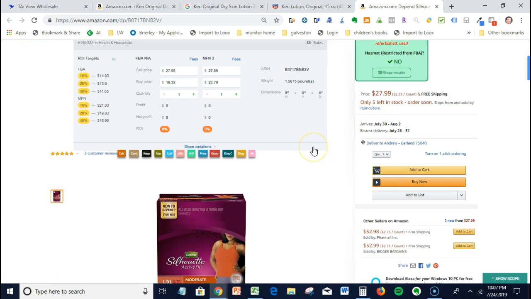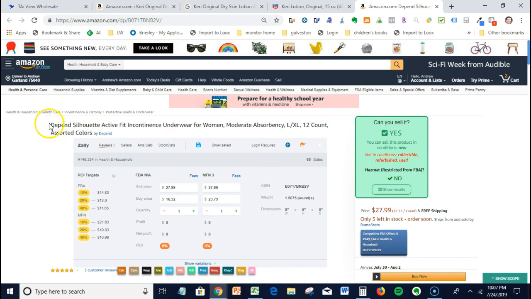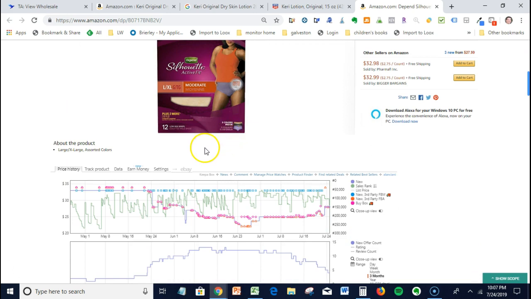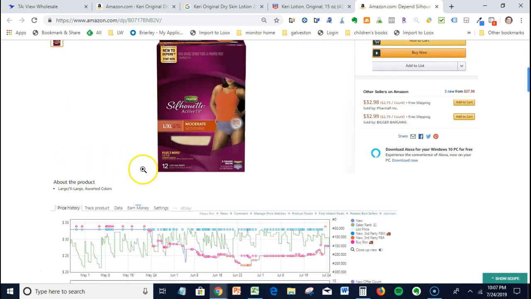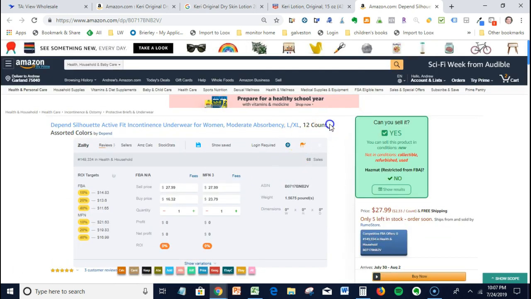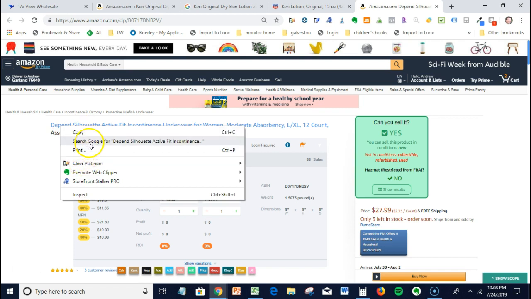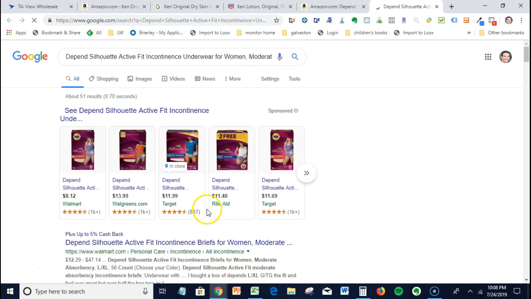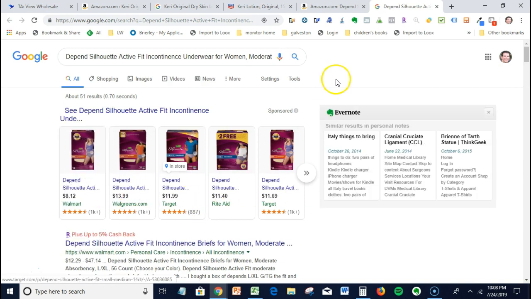Okay, so $27.99. The Depend Active Fit. This is a large or extra large. This is 12 count. So it looks like there's just one size here with assorted colors. This is a 12 count. So that's okay. I think it's different than a 12 pack, it's 12 count. So let's just see. Looks like there's just 12 in that box, basically.